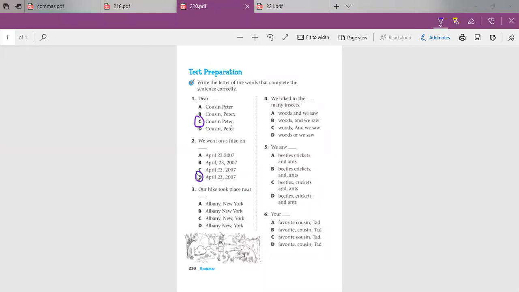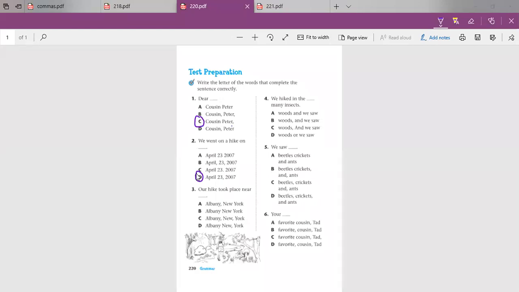Okay, now Heidi, number 3, faster. Our hike took place near... Now I am using an address. Which one has used the comma correctly? A, B, C, or D? Albany, New York.